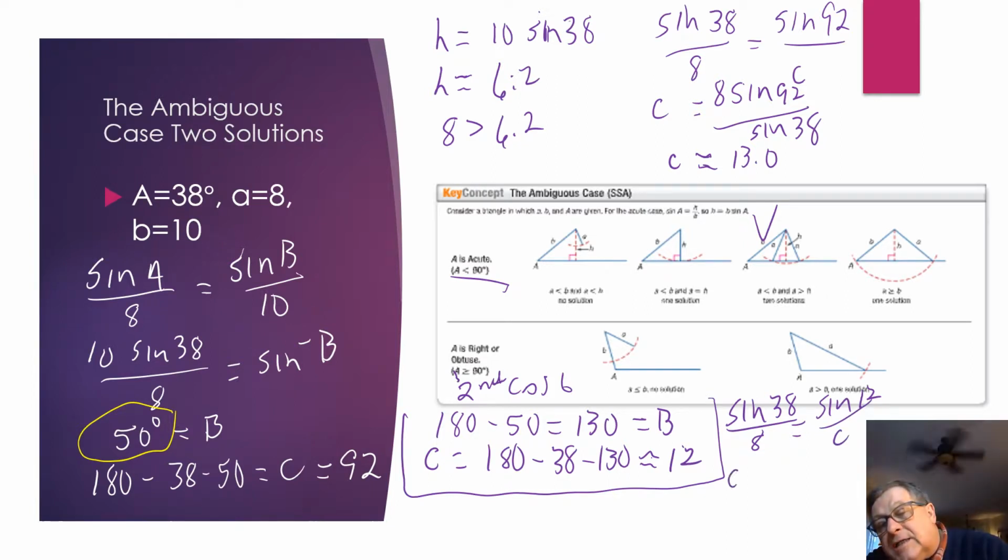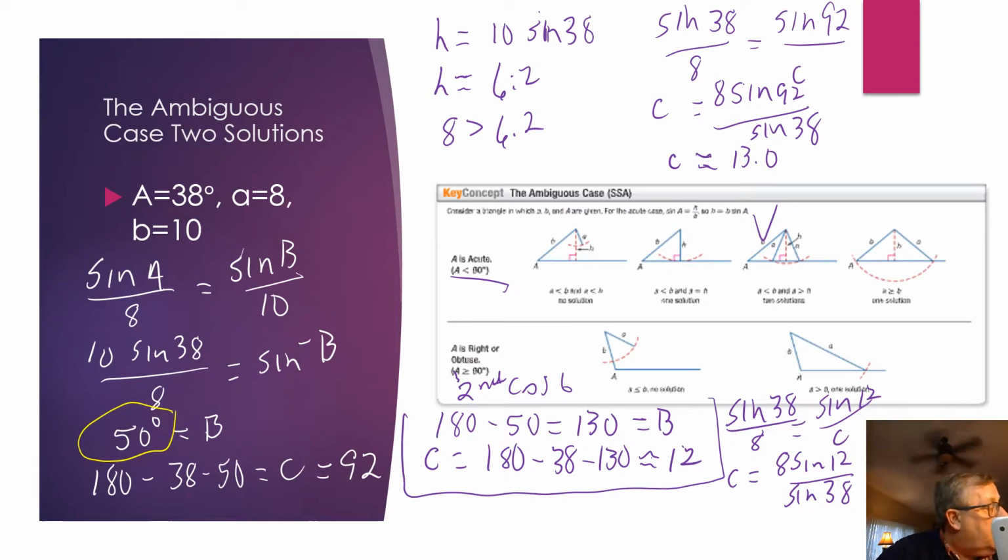Such that side C, and I hope you can check my math on this, is equal to 8 times the sine of 12 divided by the sine of 38. I need my calculator. So we have 8 times the sine of 12, and we're going to divide that by the sine of 38, and that equals, rounding, 2.7. So side C is approximately 2.7, whatever our unit of measurement is.